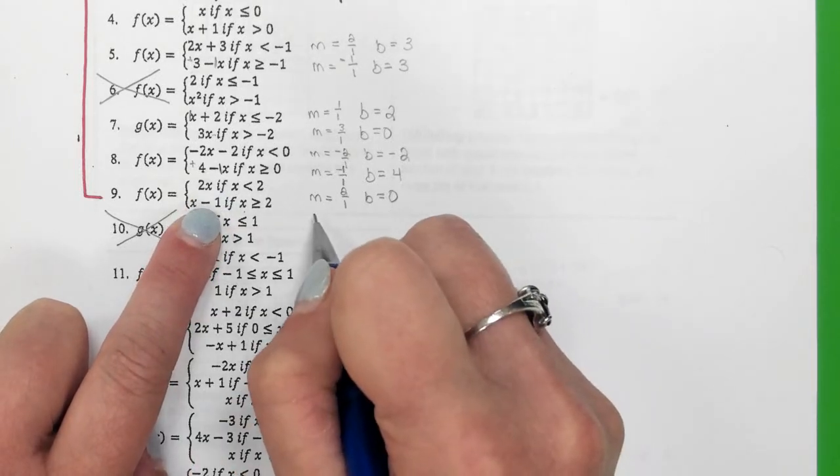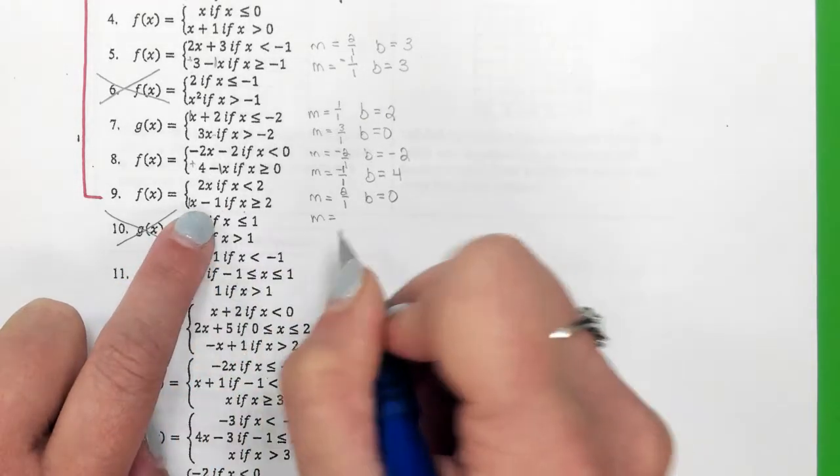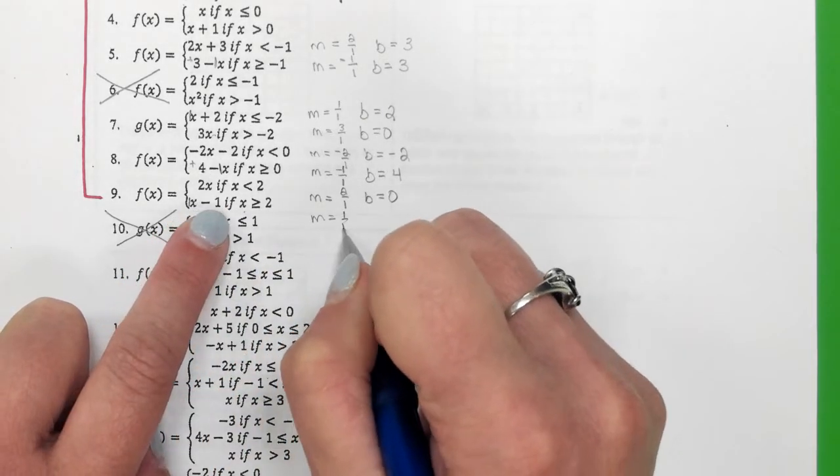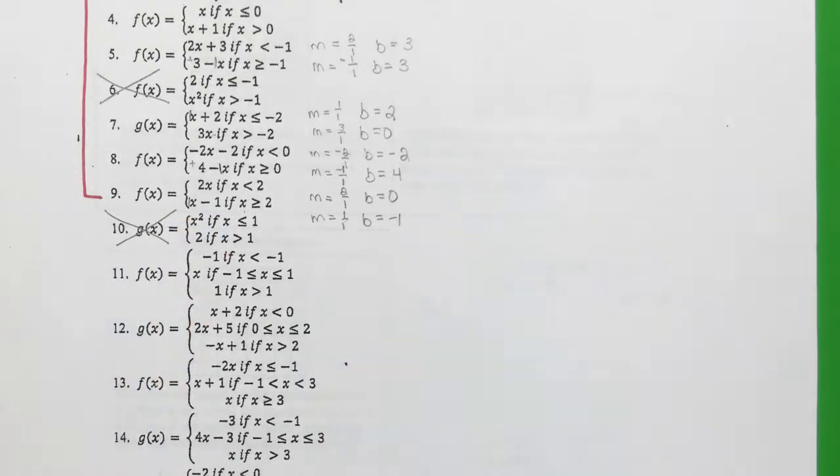All right, the second one, your slope is always in front of x. So it's this guy right here in the front. That's a 1/1. And then your y-intercept is -1, okay? You try number 9, last one. Try number 9 on your own.